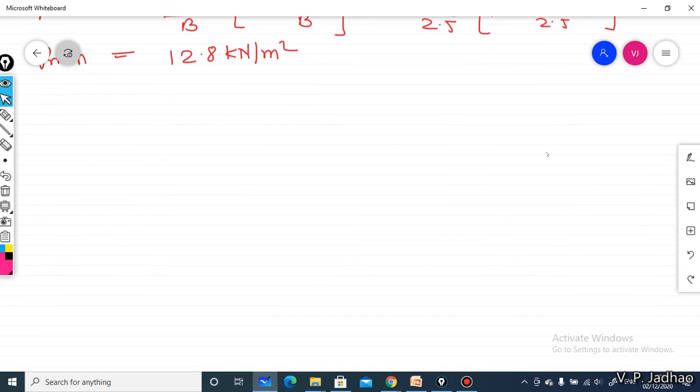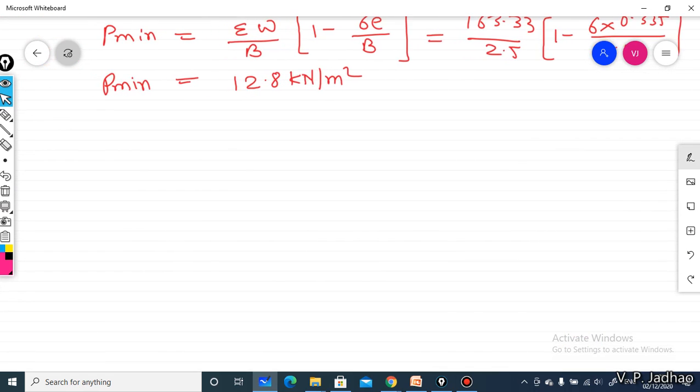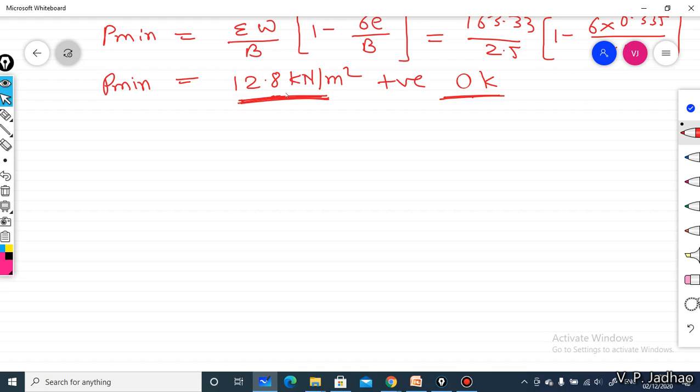So this is how we have to calculate the upward soil pressure. At the same time, we have got this value as positive, and hence okay. This value should never be negative. If it is negative, then your wall will fail.